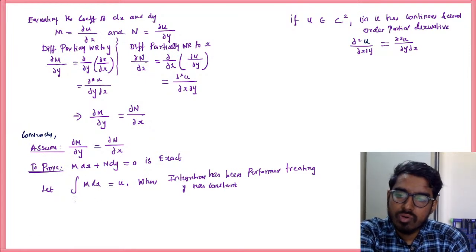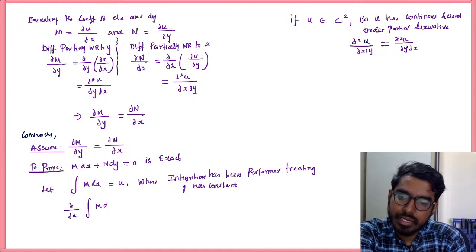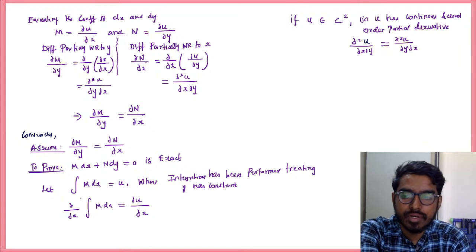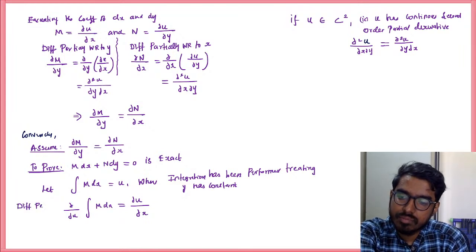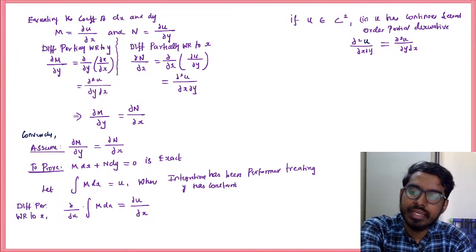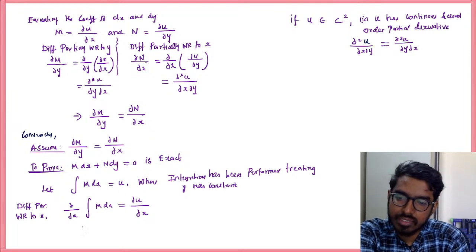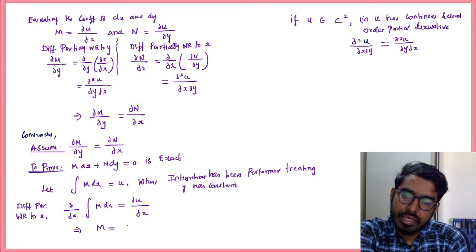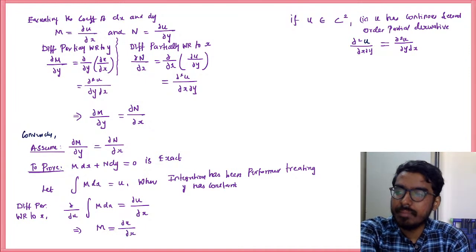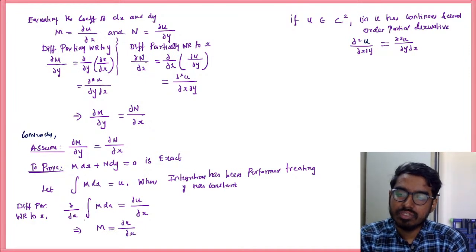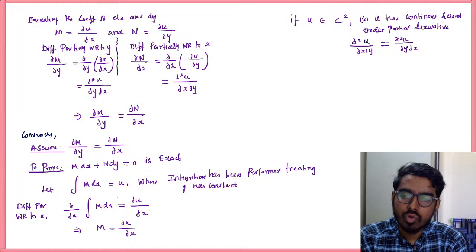Now what we'll do is differentiate with respect to x partially. So ∂u/∂x of the integral of M dx is equal to ∂u/∂x. I'm just differentiating partially with respect to x. This implies M is ∂u/∂x. So the differential and integral get cancelled, and we have M equal to ∂u/∂x.